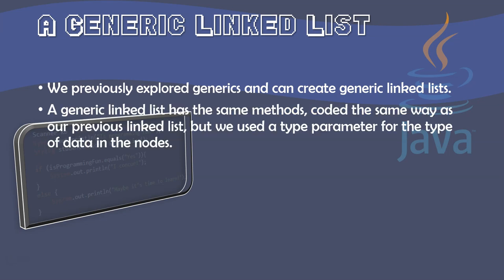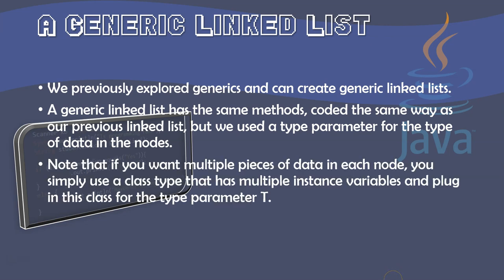Well, a generic linked list is going to have the same methods. It's going to be coded the same way as our previous linked list. However, the biggest difference is we're going to use a type parameter for the type of data within the nodes. Now note, if you want multiple pieces of data in each node, so for example, let's say you have 3 parameters you want to plug in, no problem. You simply use a class type that has multiple instance variables and plug in this class for the type parameter T.